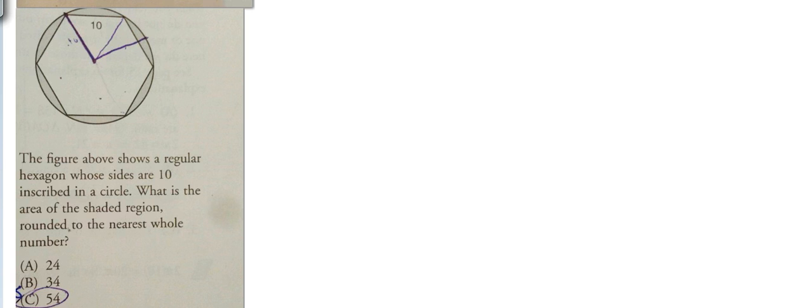Just the shaded region. So the area of all these small parts between the circle and each side of the hexagon, and so on. Rounded to the nearest whole number.